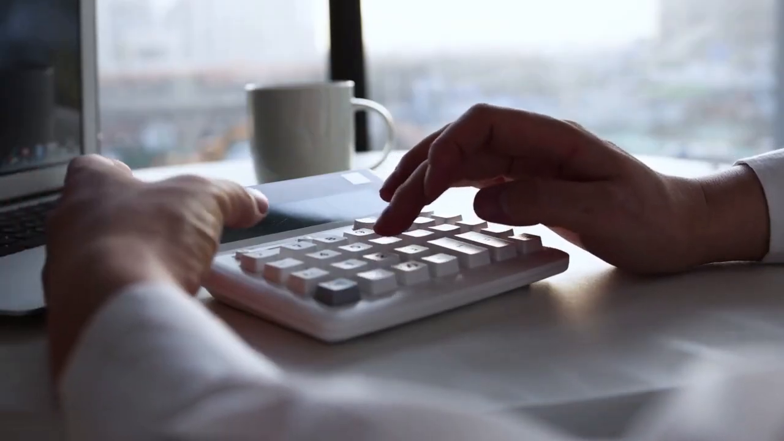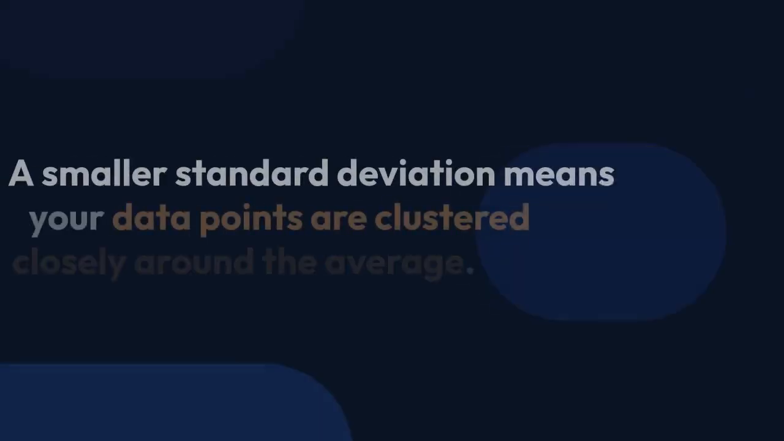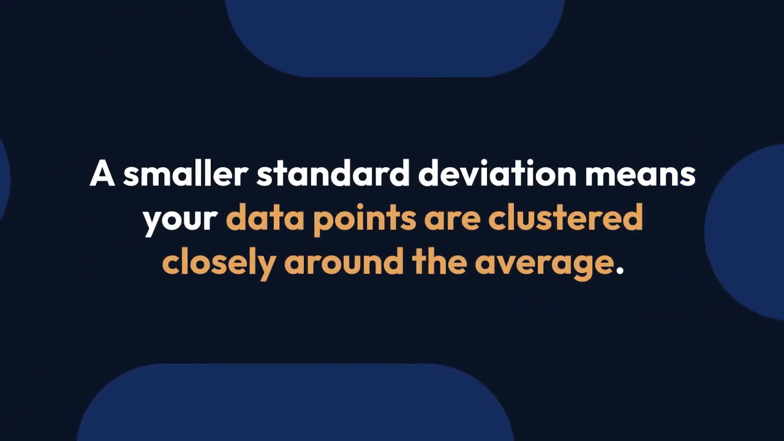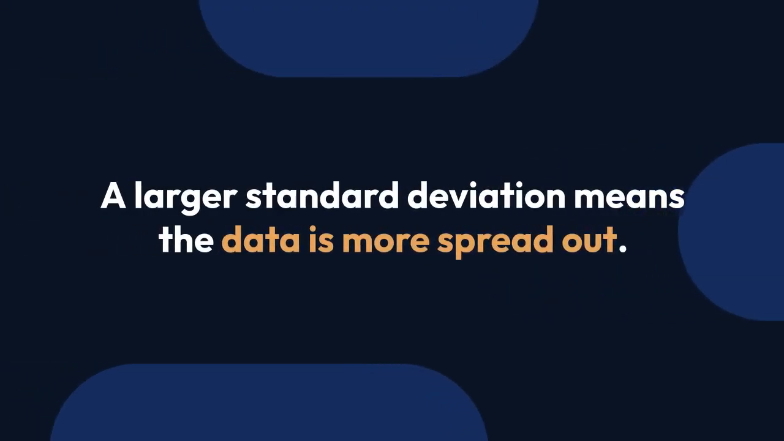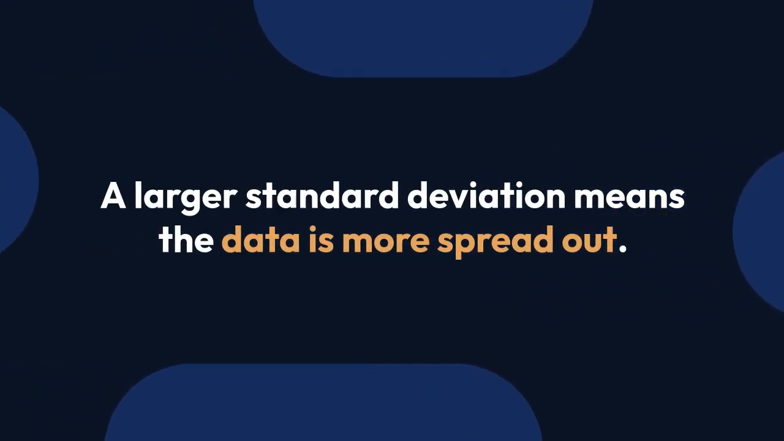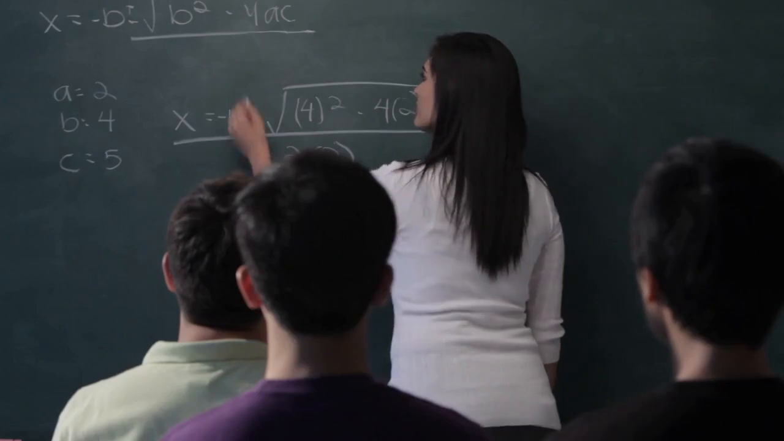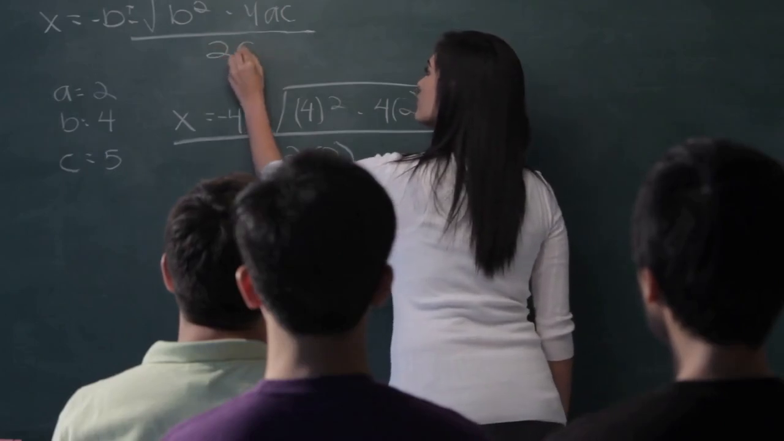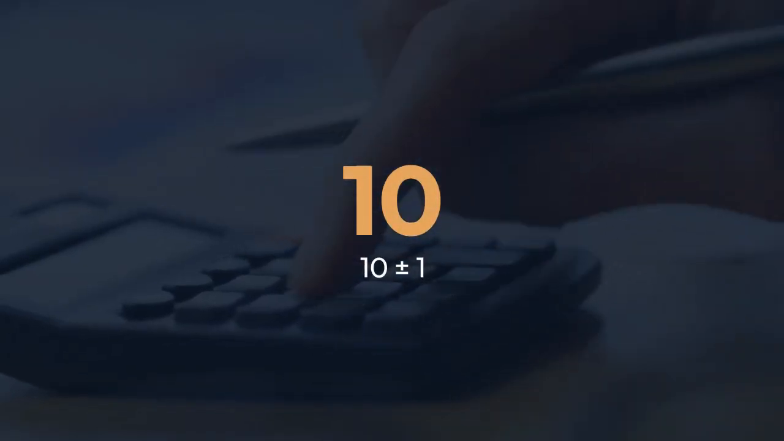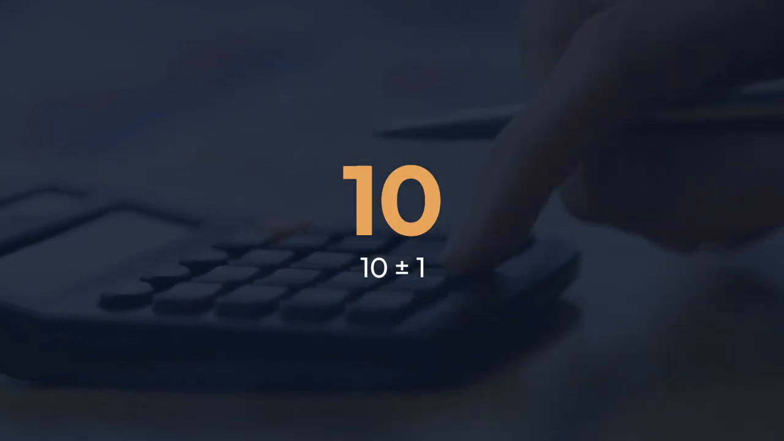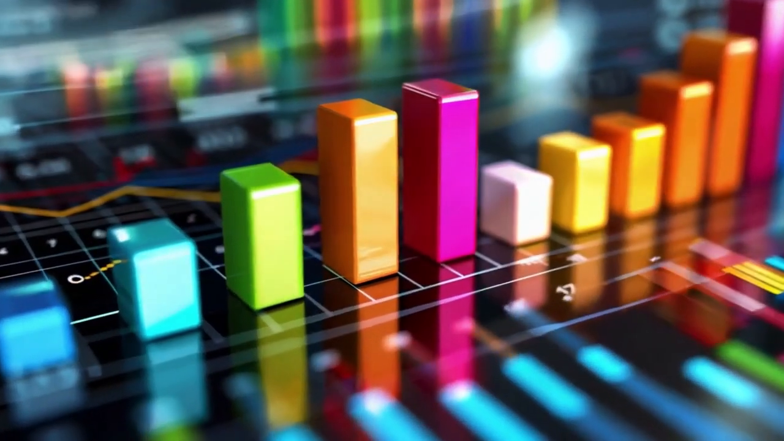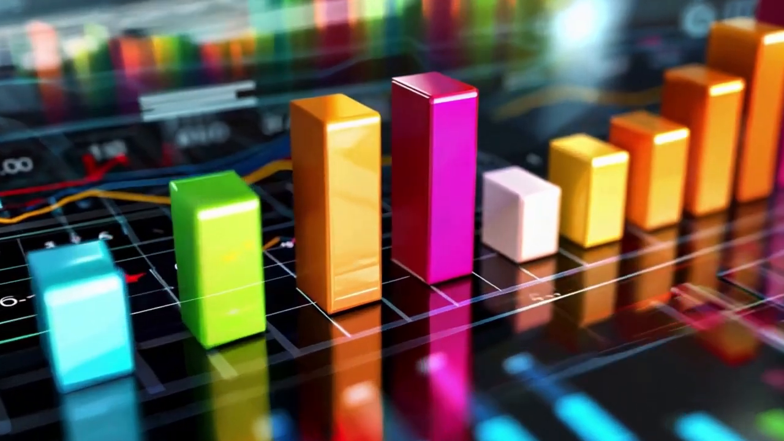Now, understanding what this number means is important. A smaller standard deviation means your data points are clustered closely around the average. A larger standard deviation means the data is more spread out. To express uncertainty, we often write it as the average plus or minus the standard deviation. For example, if your average is 10 and your standard deviation is 1, you would write it as 10 plus or minus 1. This tells us the true value likely falls between 9 and 11.